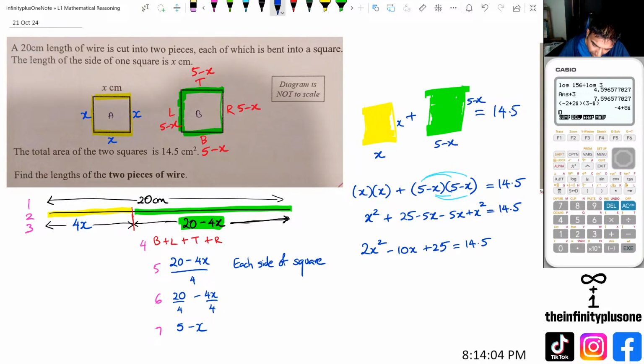equals 14.5. So bring the 14.5 to the left hand side. So I've got 2x squared minus 10x plus 25 minus 14.5, and this is now equal to 0. So carrying on, we're going to get 2x squared minus 10x, 25 take away 14.5, that's going to be 10.5, equals 0. Now I'm just wondering, is this where we got up to so far?